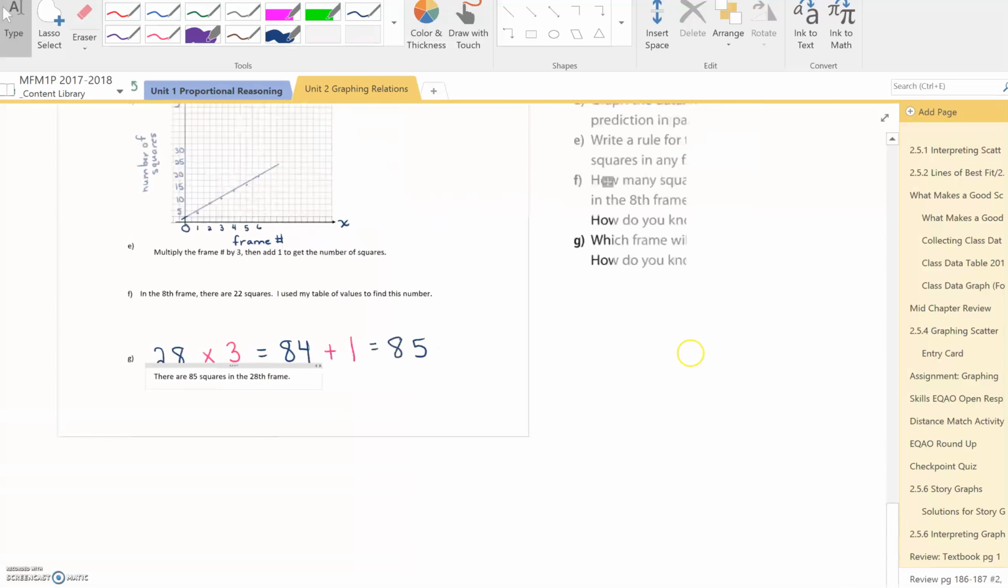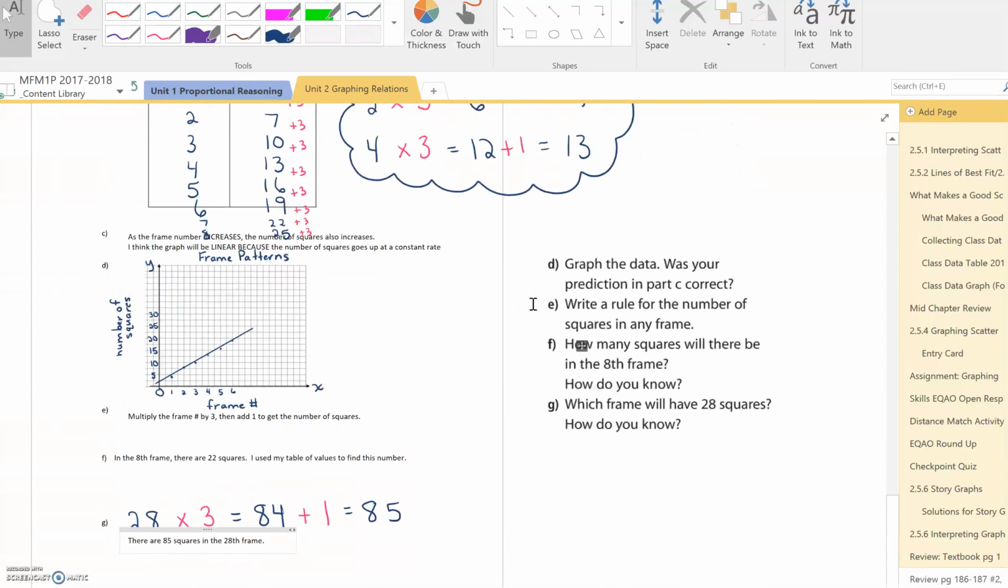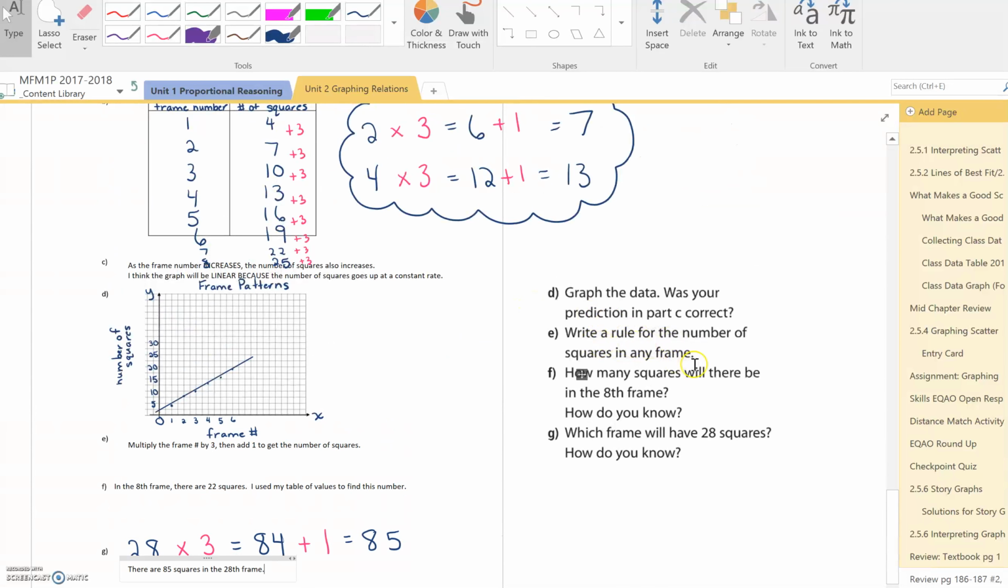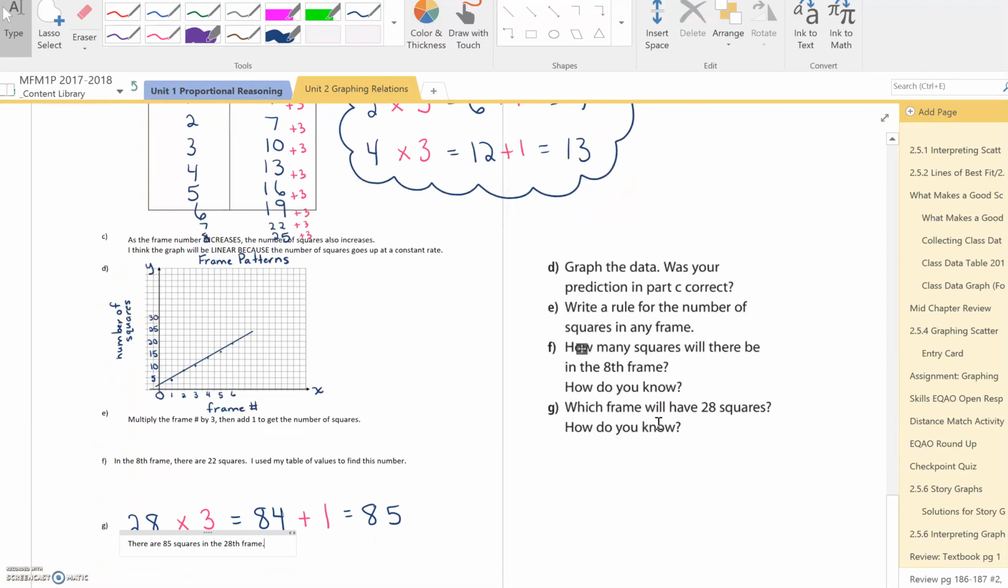Okay. So again, this one's a bit more difficult. Take a look at the rule. I think that would be the hardest part to do, but using your table of values, you're always able to do this without actually using the rule.